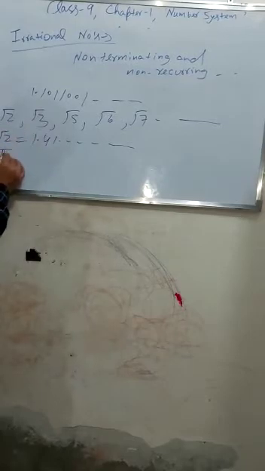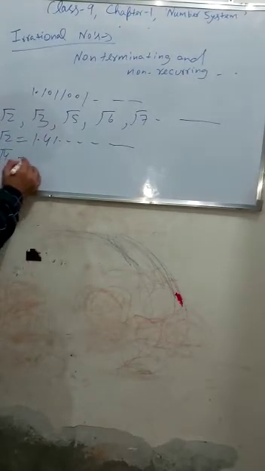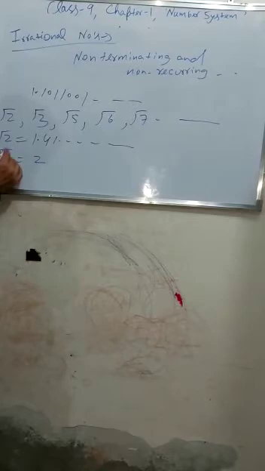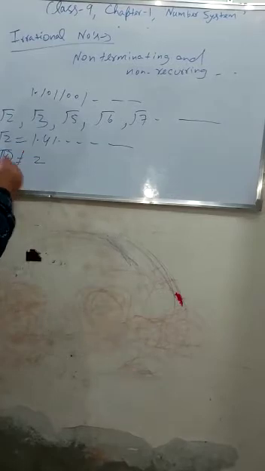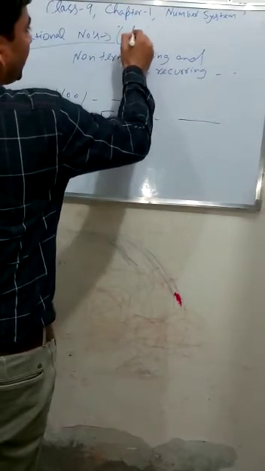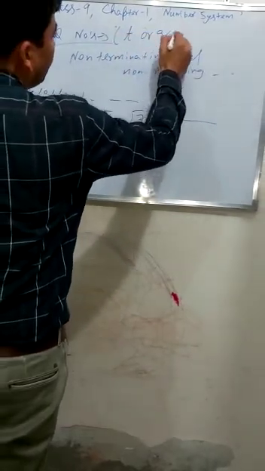If you take under root 4, what about under root 4? Under root 4 is 2. Why? Because 4 is the square of 2. That means this one is not an irrational number. Correct or not? And irrational numbers are indicated by either T or Q naught. Okay, good, everyone.